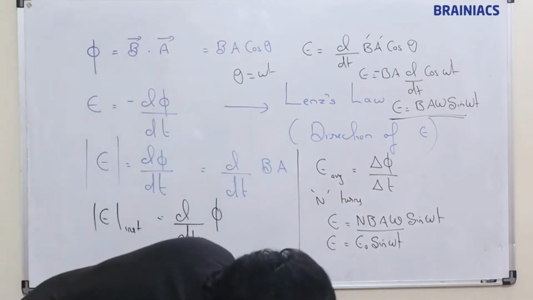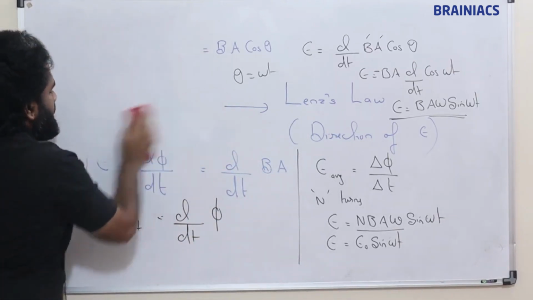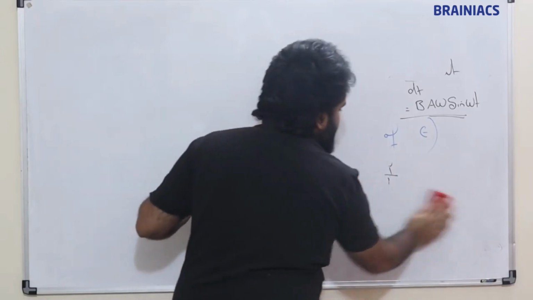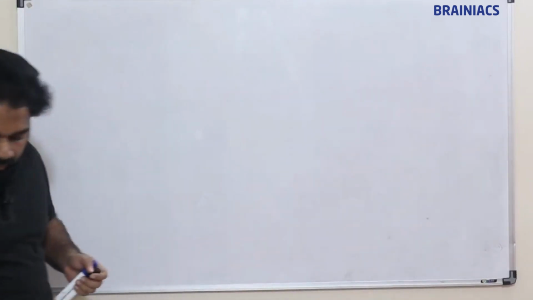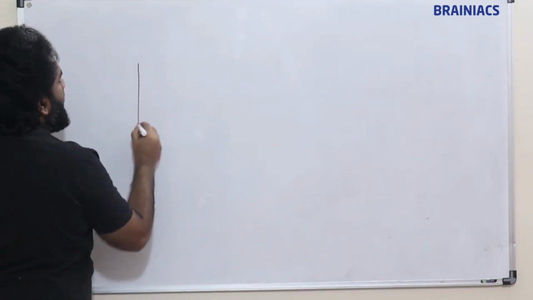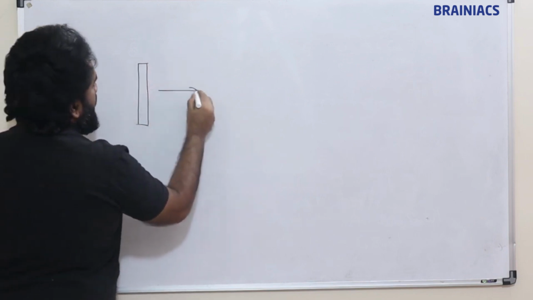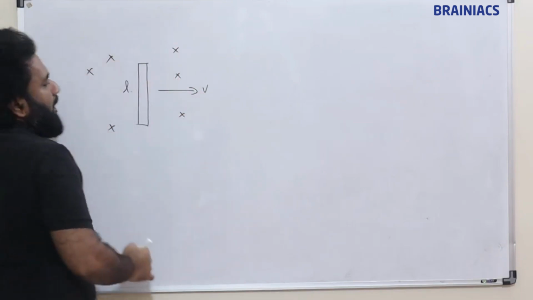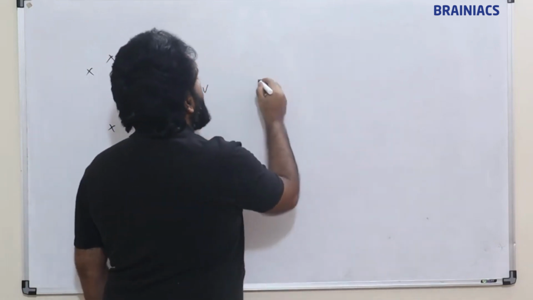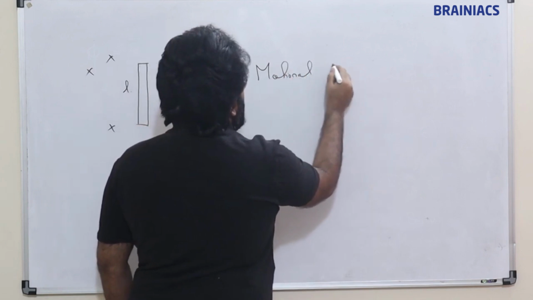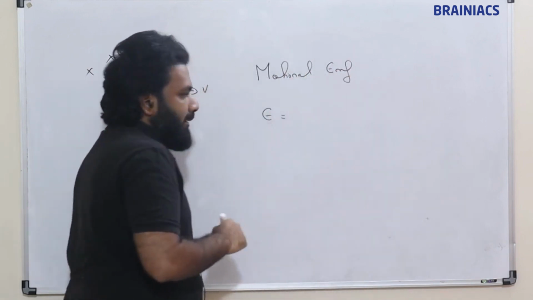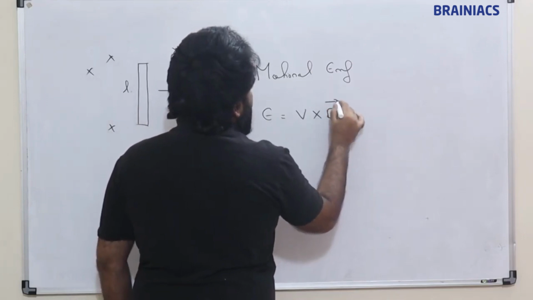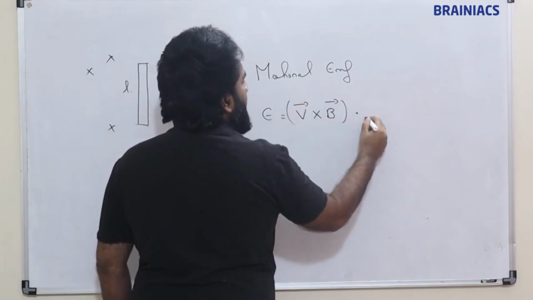Along with that, we have studied about a moving rod. If a rod moves with a velocity, its length is L, and this is the magnetic field, then the motional EMF E is equal to what? In general we say BLV, but instead of that we should say the scalar triple product, V cross B dot L vector.